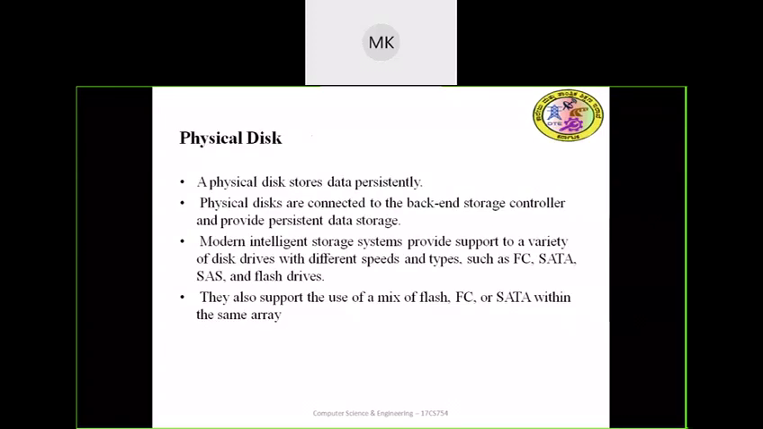Physical disk. A physical disk stores data persistently. Physical disks are connected to the backend storage controller and provide persistent data storage. Modern intelligent storage systems provide support for a variety of disk drives with different speeds and types, such as FC, SATA, SAS, and flash drives. They also support the use of a mix of flash, FC, or SATA within the same array.